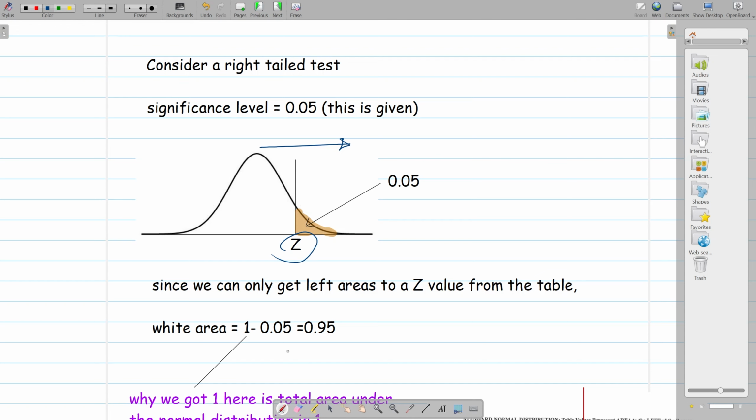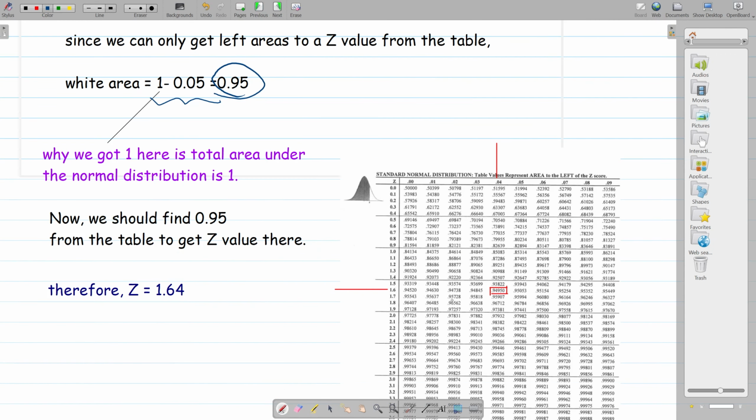Now, because the Z table supports only the left area to find particular Z values, you have to subtract this one and get the left side area. Then 1 minus 0.05 is going to be equal to 0.95. Now you should look for 0.95 in the table. You can see that 0.95 is somewhat closer to this one, and this one is somewhat far away from 0.95. So the value for that one is 1.64.